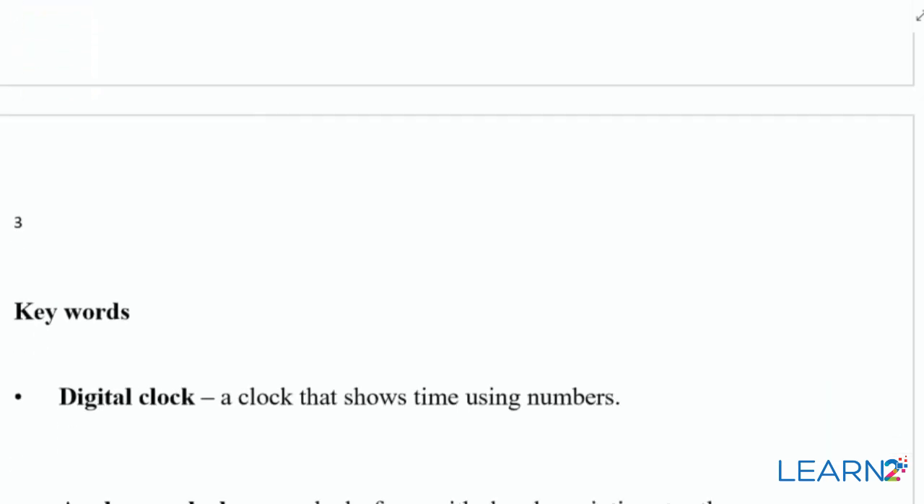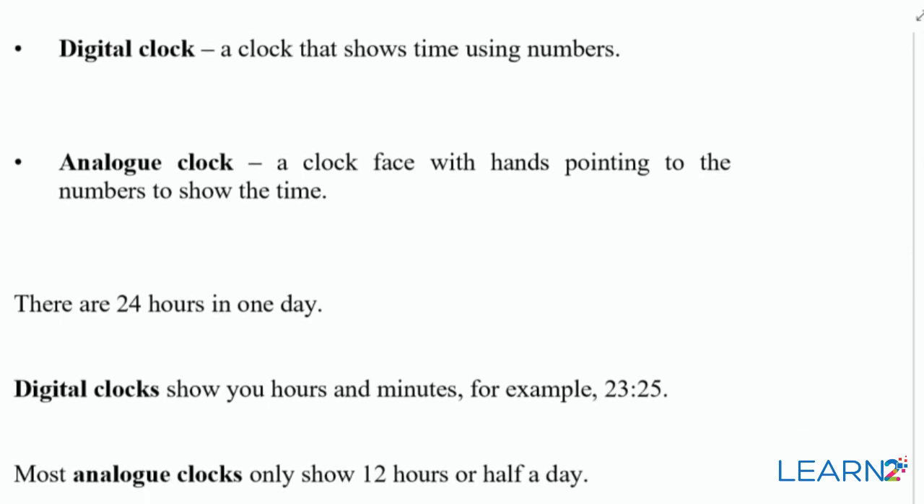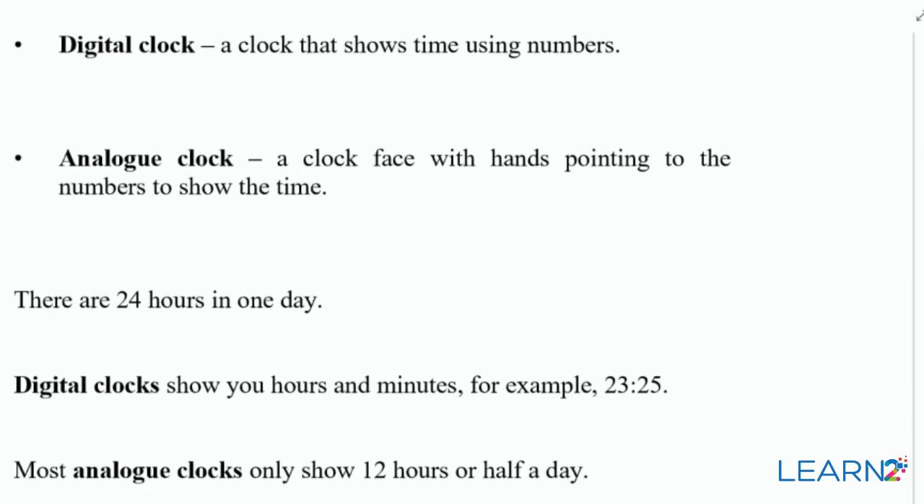Let's go and have a look at the next concept here. We've got to understand the difference between digital clocks and analog clocks. Now, a digital clock is simply a clock that shows time using numbers, whereas an analog clock is a clock face where we've got hands pointing to the numbers to show the time.